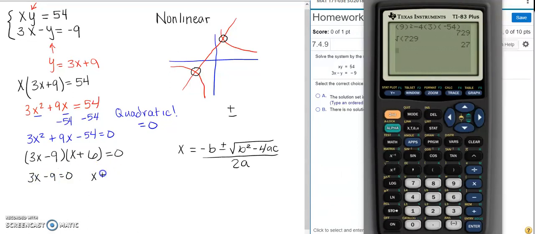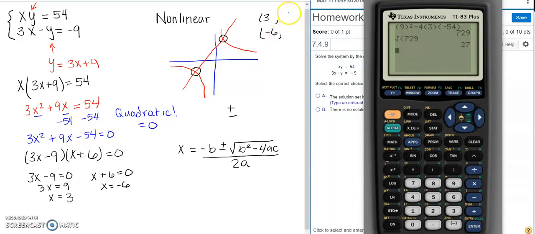And this is where you're going to get your x values. So if I add 9, I get 3x equals 9, divide by 3, x equals 3. Here I get x equals negative 6. So I've started two different coordinates, two different x values. One of them starts with a 3 and one of them starts with a negative 6.